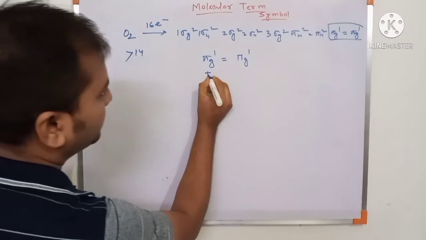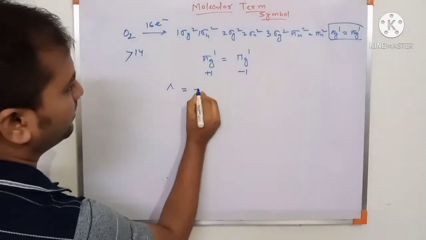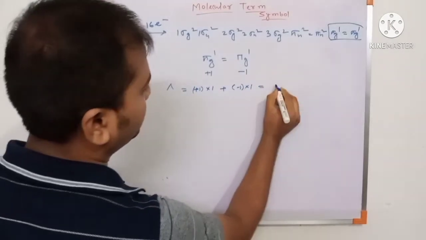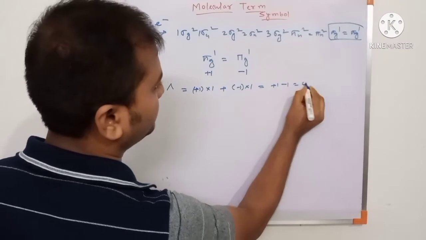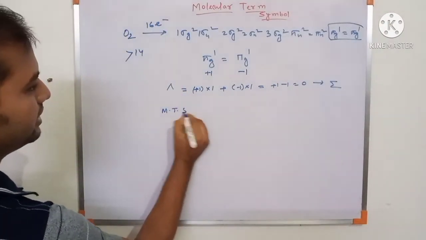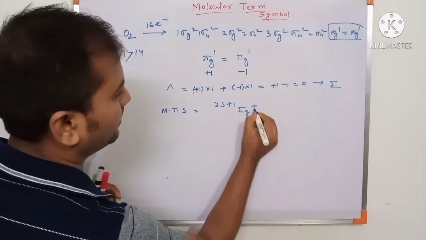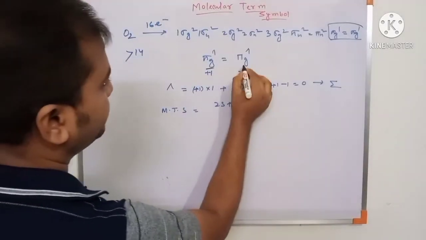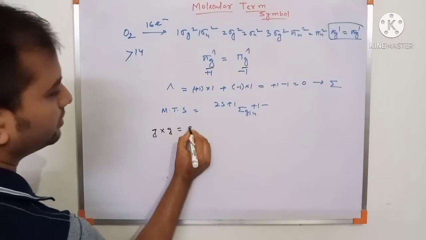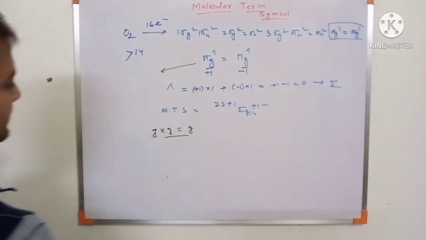So this part, pi g 1 and pi g 1. So one part is plus 1, another part minus 1. So lambda equal to plus 1 into 1 electron plus minus 1 into 1 electron. So this is plus 1 minus 1 equal to 0. So this is sigma. So molecular term symbol equal to 2S plus 1, sigma g or u, plus or minus. Check g value. We know g 1 electron, so g into g equal to g, and then check S value.